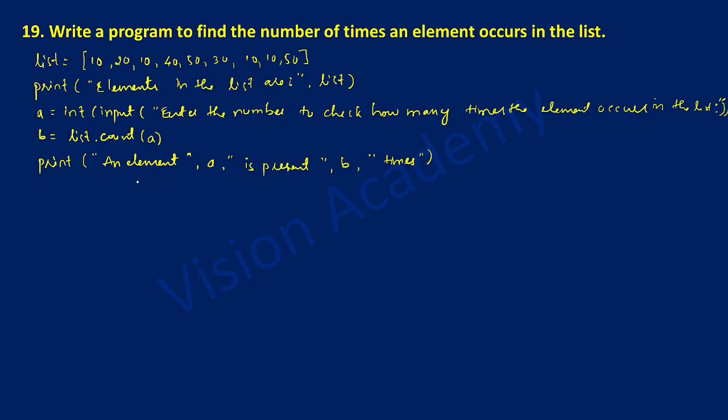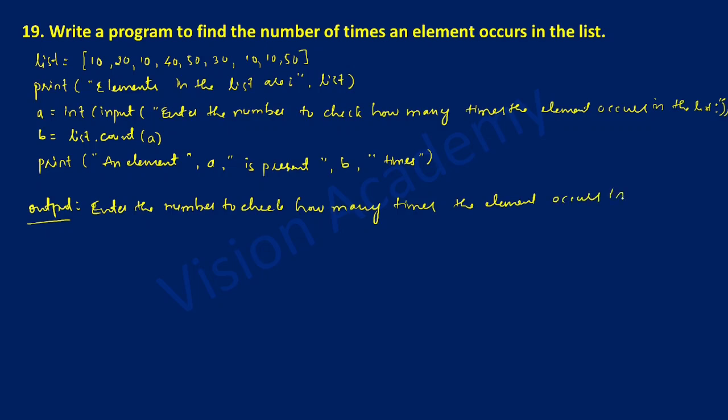Here, once we execute this particular program, it directly asks the user to enter the number to check how many times the element occurs in the list. So here I'm going to write output. Now it is going to print enter the number to check how many times the element occurs in the list. For example, I'm going to enter here 10 and press enter.